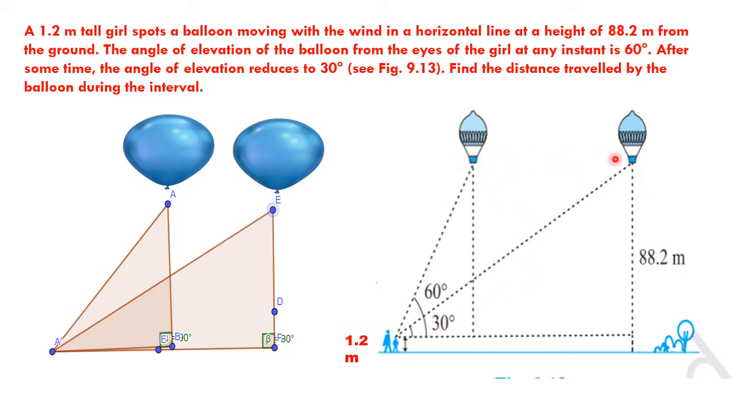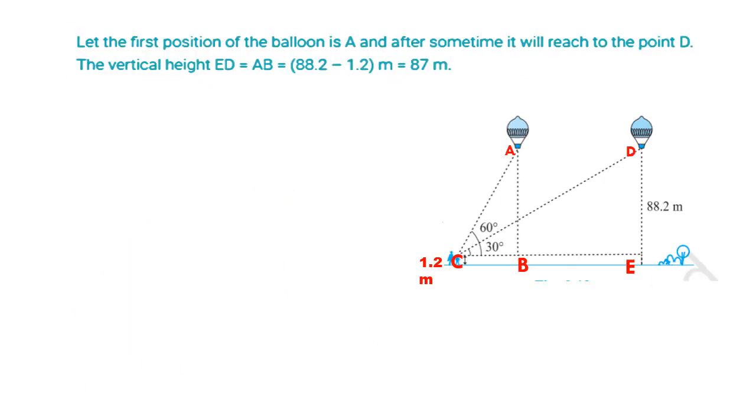What means during that interval? From position 1 to position 2. Like when it is from near towards when it is farther. So let us begin how we are doing the sum. Let the first position of the balloon be A. Over here it is A. After some time it reaches point D. Here it is point D.